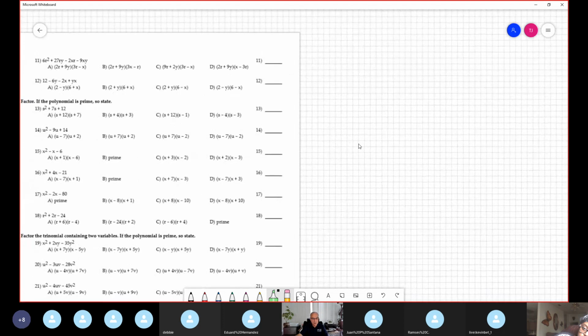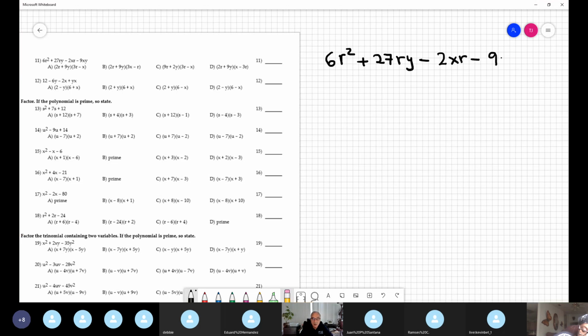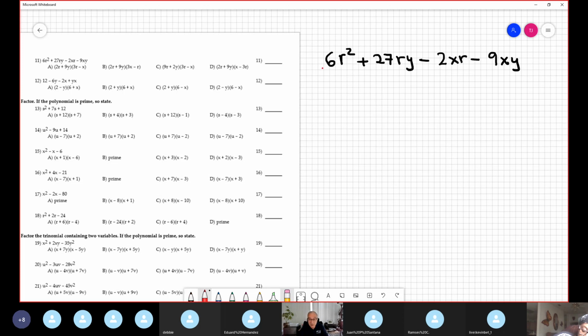Okay, number 11, say 6r squared plus 27ry minus 2xr minus 9xy. I have no idea. I try the traditional way, but maybe it works or doesn't work. So you arrange in another way.